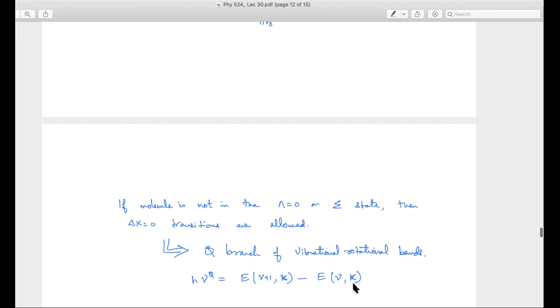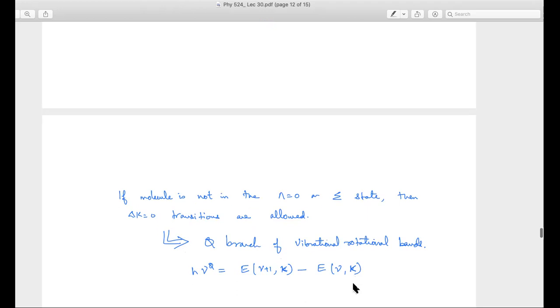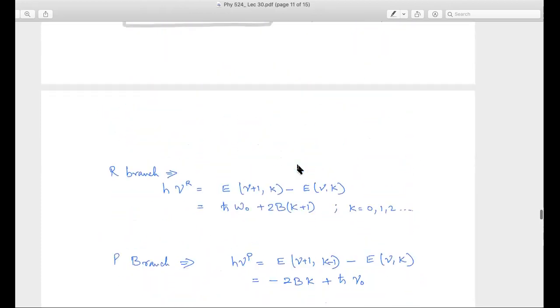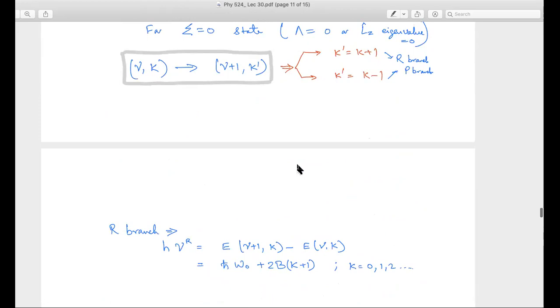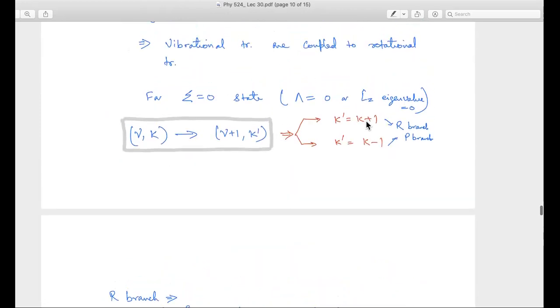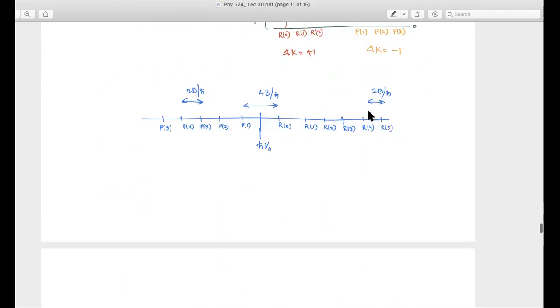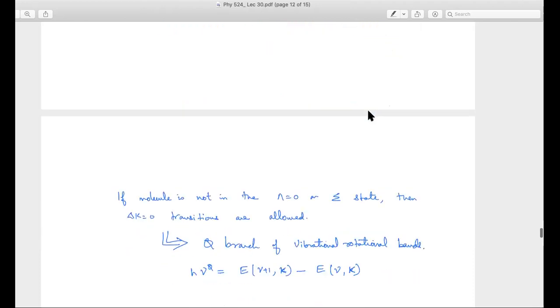So this is just the h bar omega 0 energy separation that I will get if I neglect any vibrational and rotational coupling in the energy band. So that's your third branch. So P branch, Q branch, and R branch. Delta K is plus 1, R branch. Delta K is equal to minus 1, P branch. Delta K is equal to 0 is the Q branch. So that's your atomic vibrational rotational transitions, which you will also observe as atomic lines.